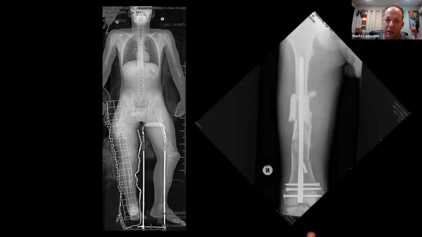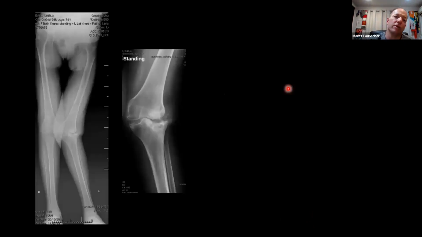So basically, if you look here, retrograde nail, blocking screw to make sure you don't go up valgus, and then over, and then up the canal, and then your overall limb alignment is restored.